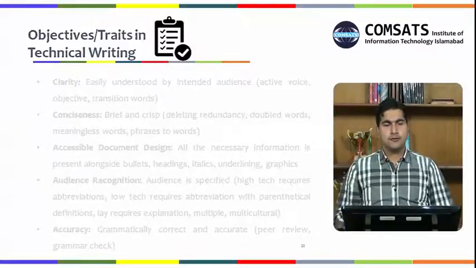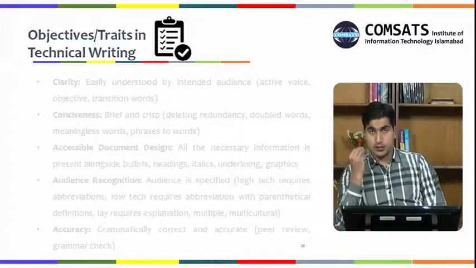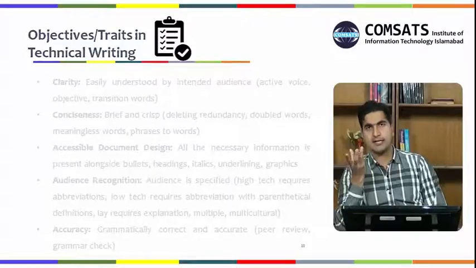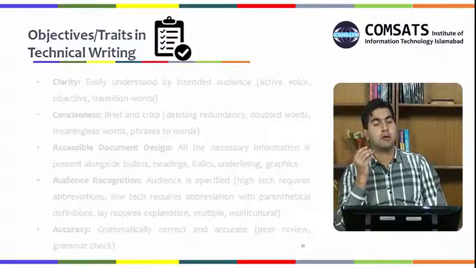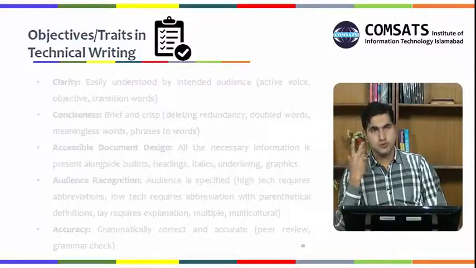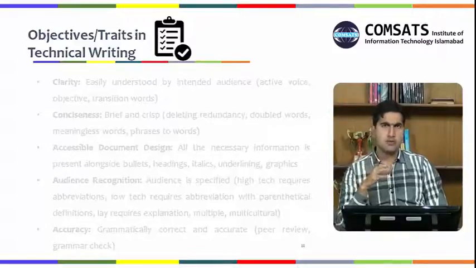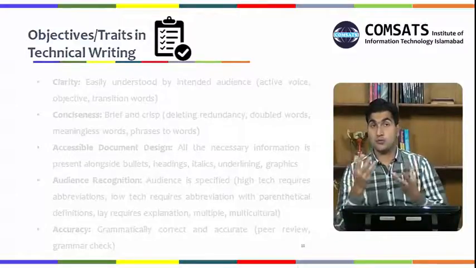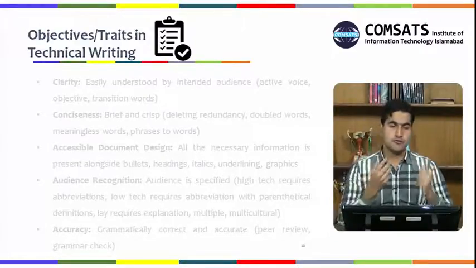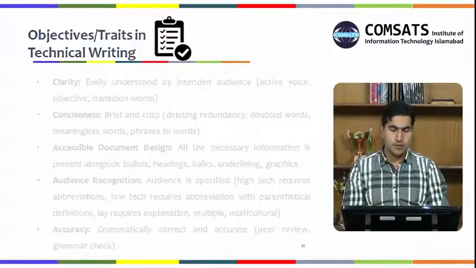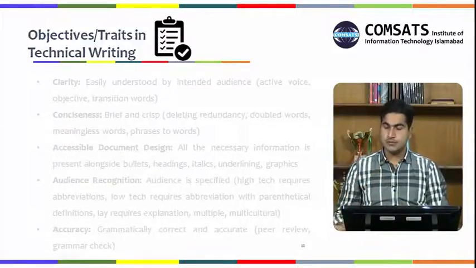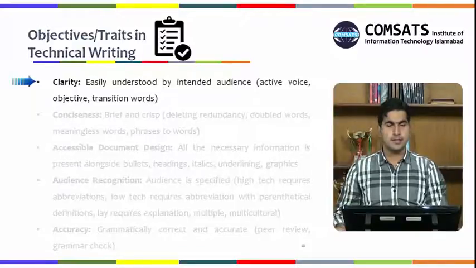Then we moved ahead to look into those features. What are those traits which make writing technical writing? What are those qualities and what are those objectives? Objectives are more or less related to the qualities, characteristics, features and traits of technical writing. So how do you make it technical writing? It all begins with clarity.